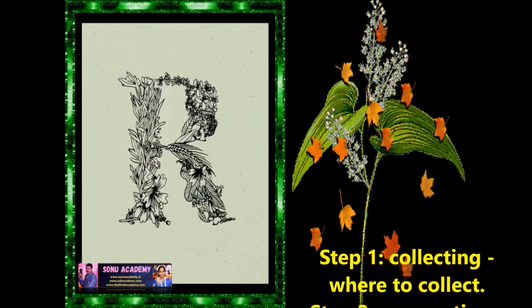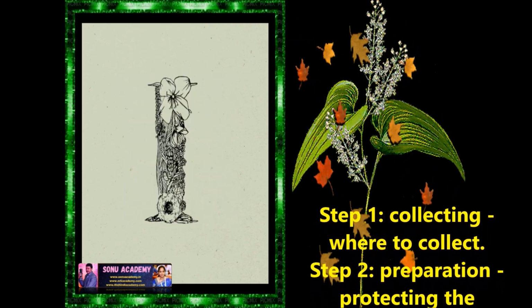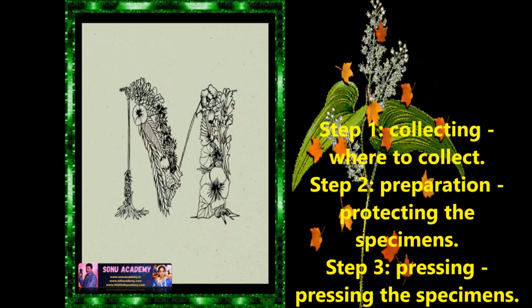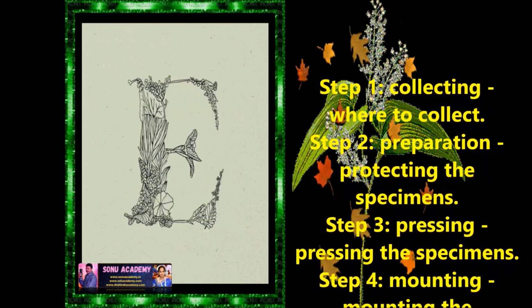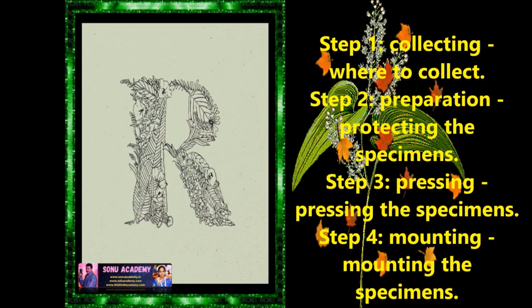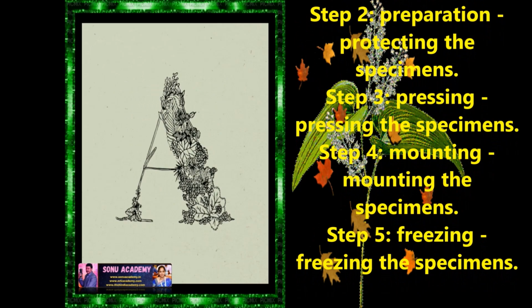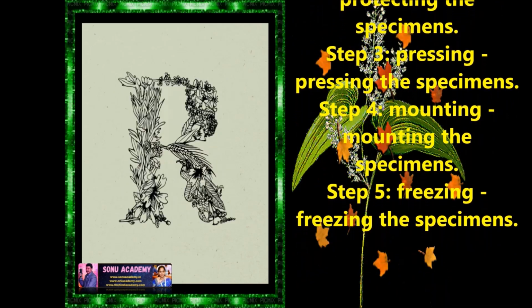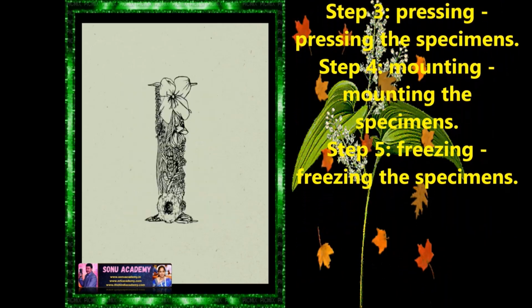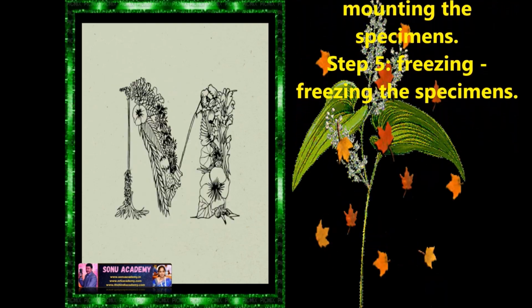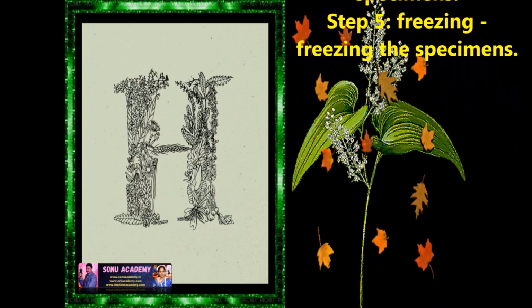Children, now let us see how to make a herbarium at home. To make a herbarium, it actually involves 6 steps. The first step is to collect, where to collect and what to collect, then prepare, protecting the specimens in the second step, third step pressing the specimens, and fourth step mounting the specimens, fifth step freezing the specimens, and sixth step identification of the specimens.